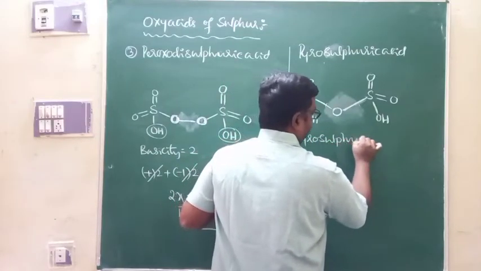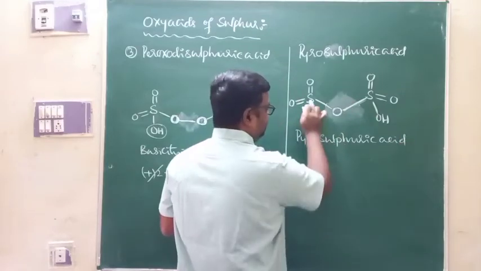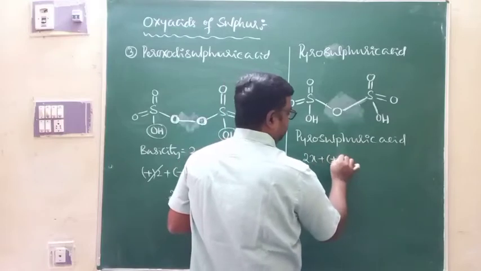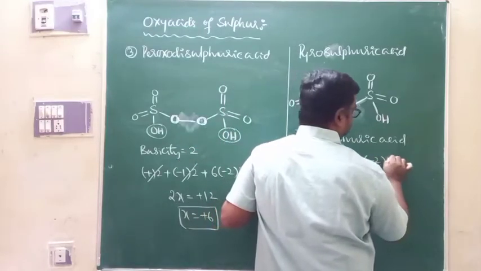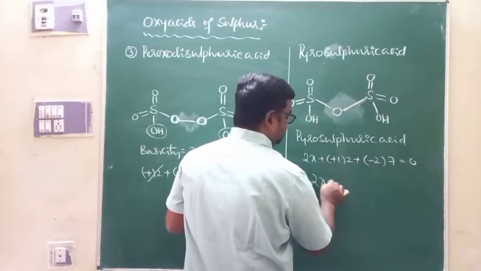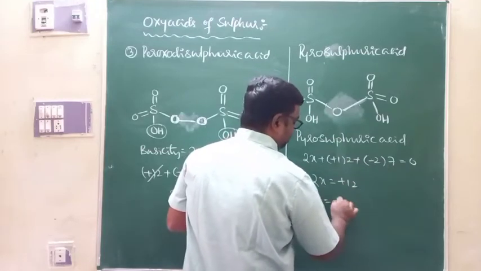And of course, in pyrosulfuric acid, for the oxidation number of sulfur, there are two sulfur atoms, so take 2x. There are two hydrogens, so take +1 × 2. There are 7 oxygens, so take -2 × 7. And of course, 2x is equal to +14 - 2, that is +12, therefore x is equal to +6.